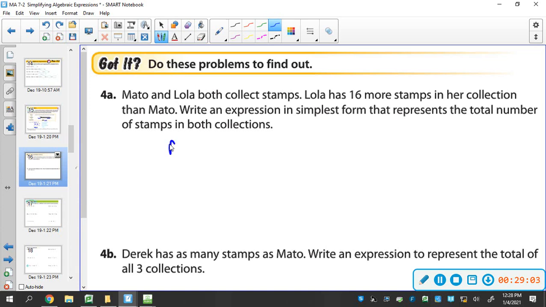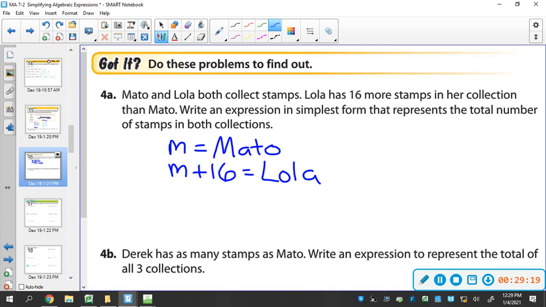So I'm going to have M be the first one they talk about. That's how many stamps they have. And then we know that Lola has 16 more than that, so we have to take M's amount plus 16 to get Lola's amount. If we want the total amount, I have to take the first person plus the second person.